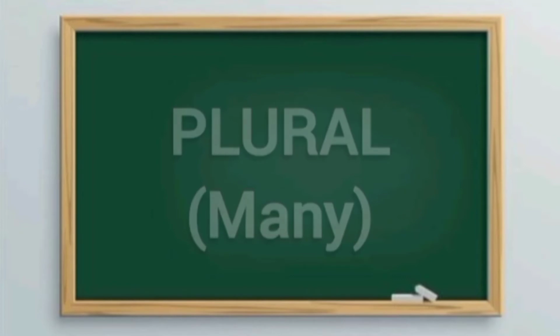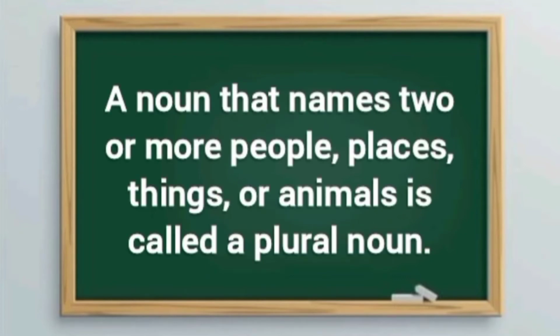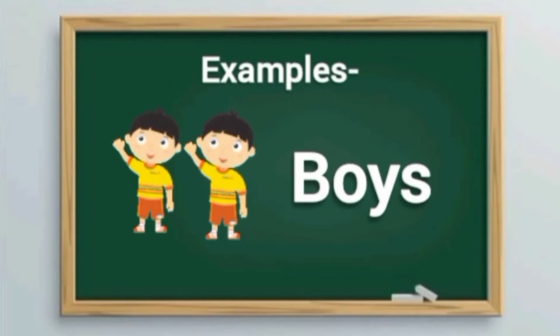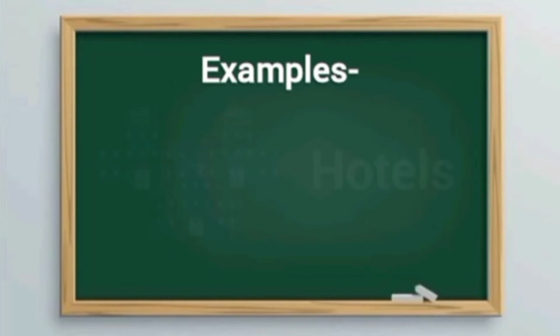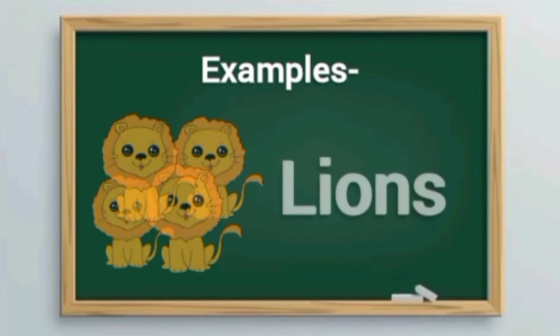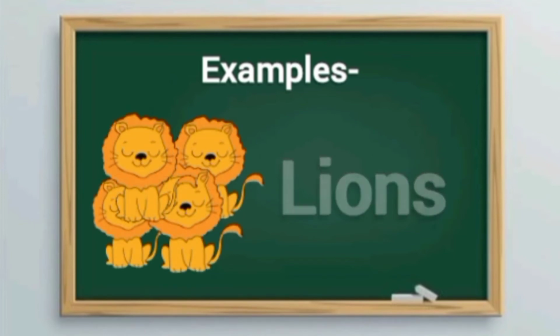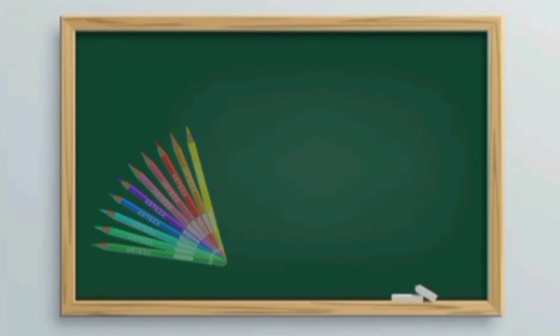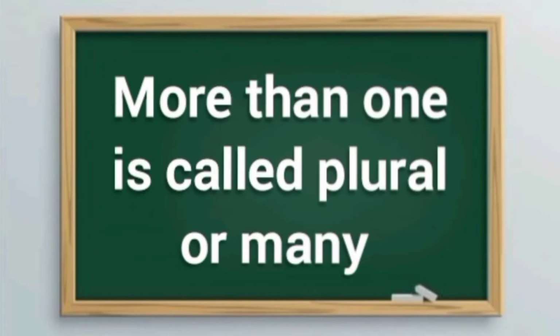Whatever is more than one is known as many. A noun that names two or more people, places, things or animals is called a plural noun. Let's see a few examples. 2 boys, 3 hotels, 4 lions, so many pencils. So we have learned that more than one is called plural or many.